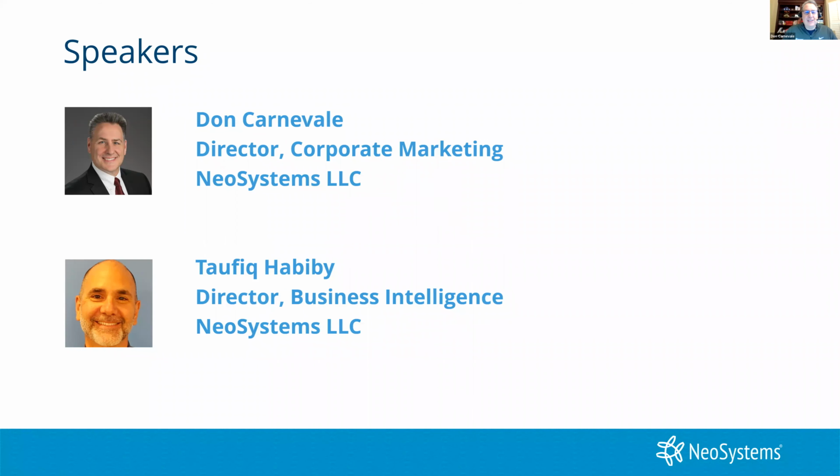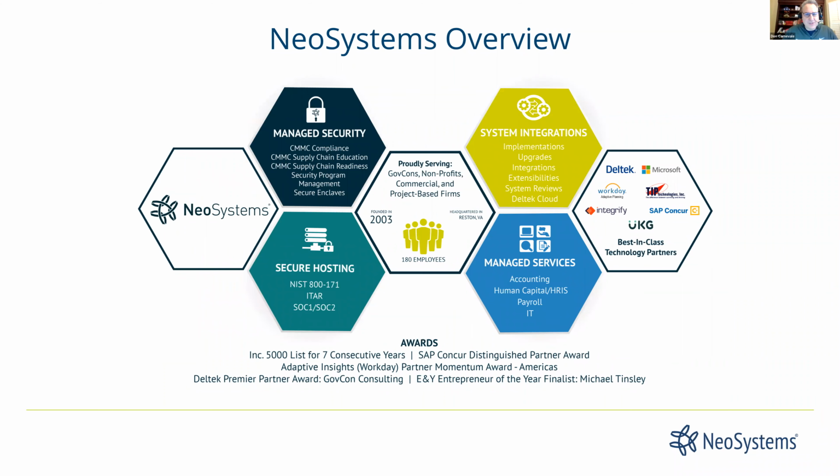Let's go ahead and take a look at the agenda for today's session. First, I'm going to talk very briefly about who Neosystems is for those of you who are not familiar with us. We have four main lines of business and how we support the government contracting community. The first area is the systems integration area, our professional services group, where we perform all kinds of implementation upgrades, system reviews, and certainly business intelligence and change management for a very purpose-built set of partners, including Deltek, SAP Concur, Workday Adaptive Planning, and others.